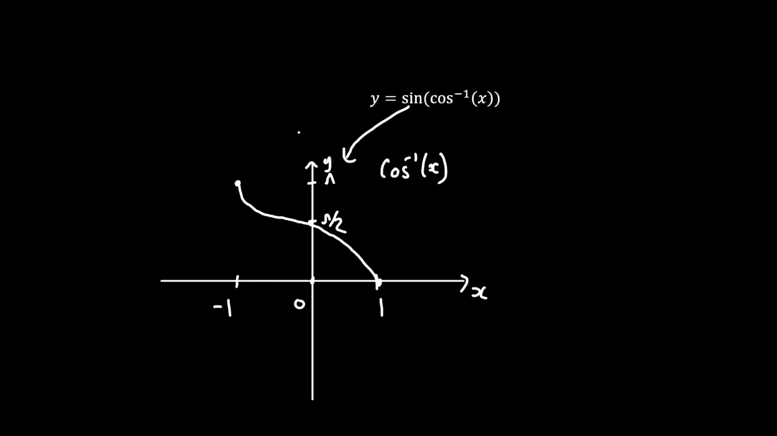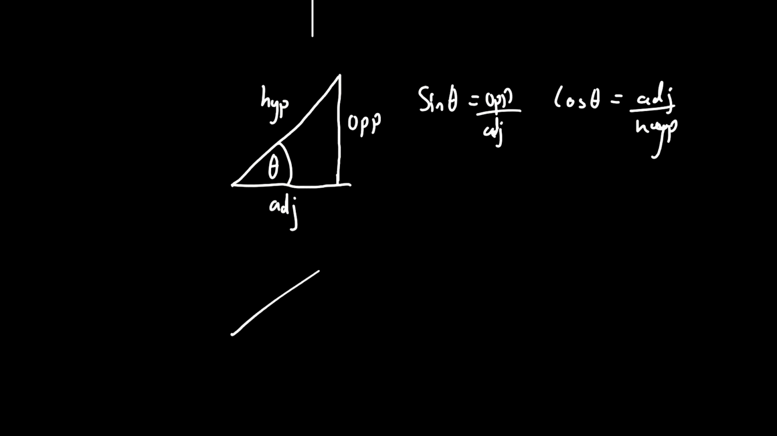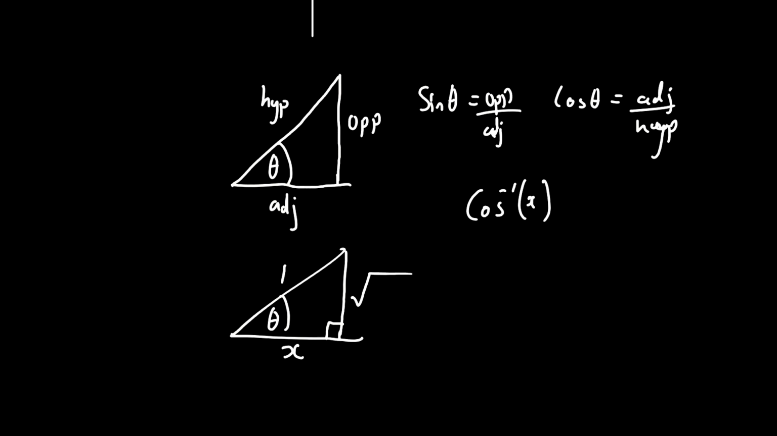Now, inverse cosine of x is not the angle here. x is actually a ratio of the adjacent and the hypotenuse. If I were to construct a triangle with angle theta here, inverse cosine of x actually refers to a triangle with adjacent side x and hypotenuse 1. Which by Pythagoras on this right-angled triangle gives us an opposite side of square root of 1 minus x squared.